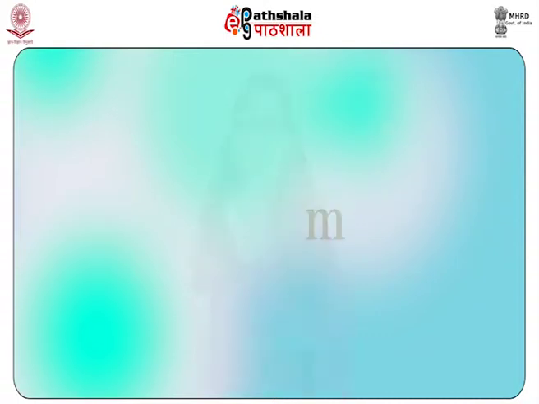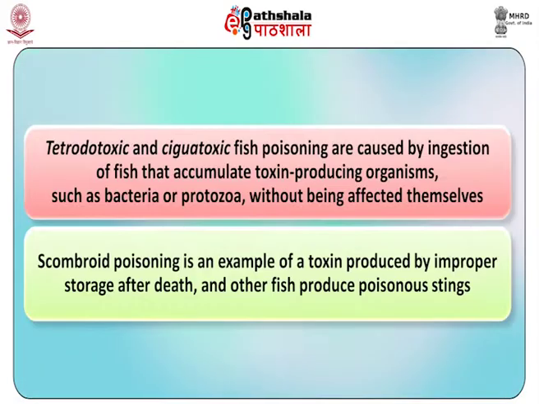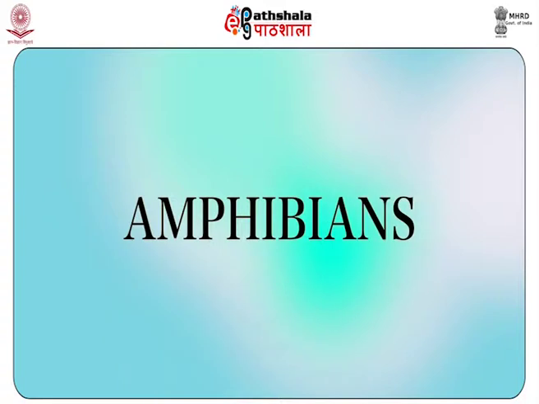Next, about the venom. Poisoning by the consumption of fish meat, that is ichthyosarcotoxism, usually occurs in warm climates but is also observed in moderate climate zones when hygiene measures are ignored. Tetrodotoxic and ciguatoxic fish poisoning are caused by ingestion of fish that accumulate toxin-producing organisms such as bacteria or protozoa without being affected themselves. Scombroid poisoning is an example of a toxin produced by improper storage after death, and other fish produce poisonous stings.